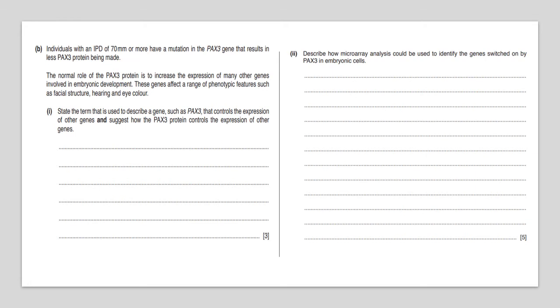But the PAX3 protein here is being said to be the protein that controls the expression of other genes that affect embryonic development. What this means is that the PAX3 gene is a regulatory gene. So regulatory genes are genes that sort of control the production of transcription factors for other genes. And when a regulatory gene sort of switches off a set of genes, those genes will not be expressed. So a regulatory gene is certainly what you'd call the PAX3 protein, because that's what it does. It controls the expression of other genes.